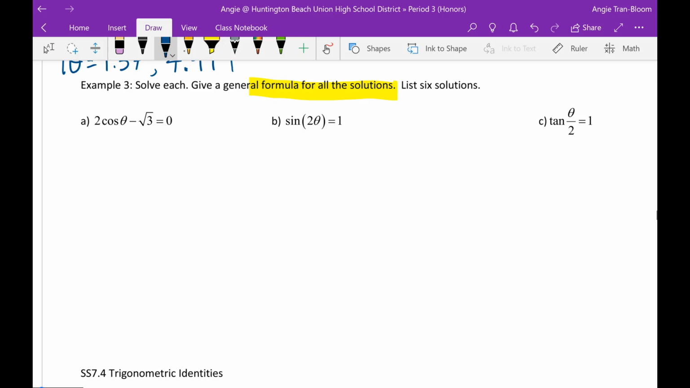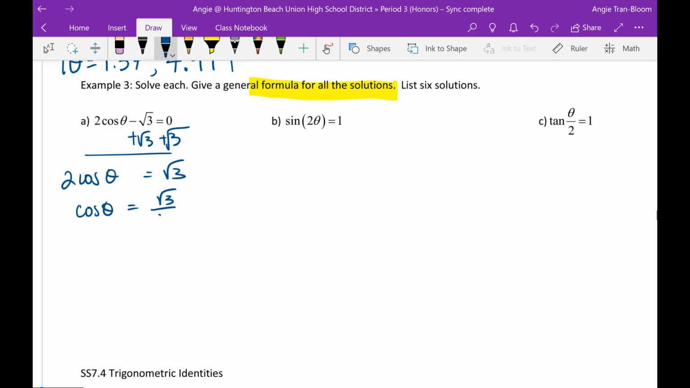All right, here we go. Solve it normally. What would you do? Add rad 3 to both sides. So 2 cosine of theta equals rad 3. Then divide both sides by 2. Cosine of theta equals rad 3 over 2. What 2 quadrants is it going to come from? 1 and 4. Pi over 6 and 11 pi over 6.